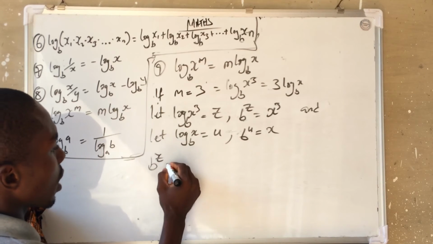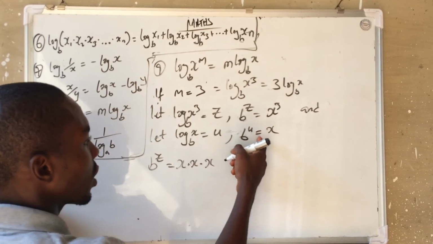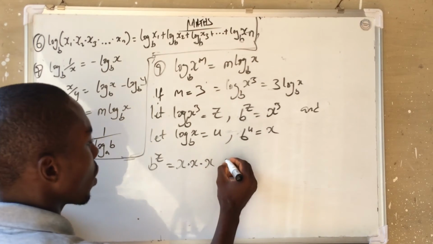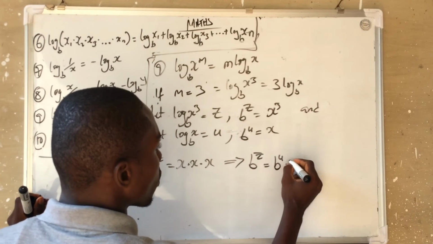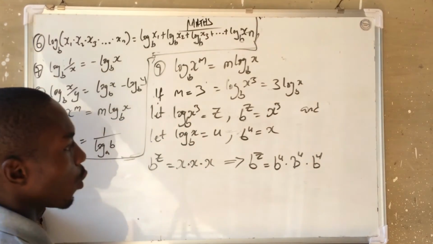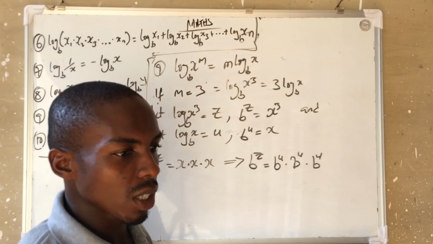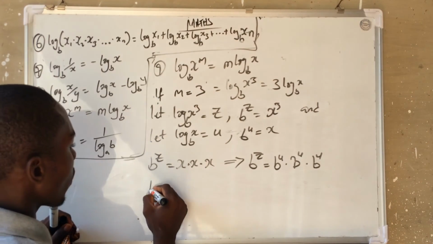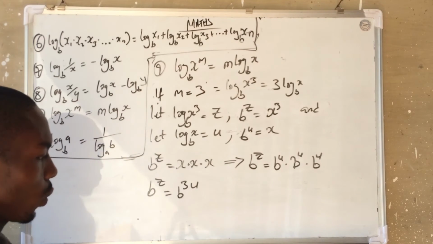b raised to the power z is now equal to x multiplied by x multiplied by x. And what is our x? Our x is b raised to the power u. This implies that b raised to the power z is equal to b^u multiplied by b^u multiplied by b^u. Since they are the same base, you add the powers. So we now have that b raised to the power z is equal to b raised to the power 3u.